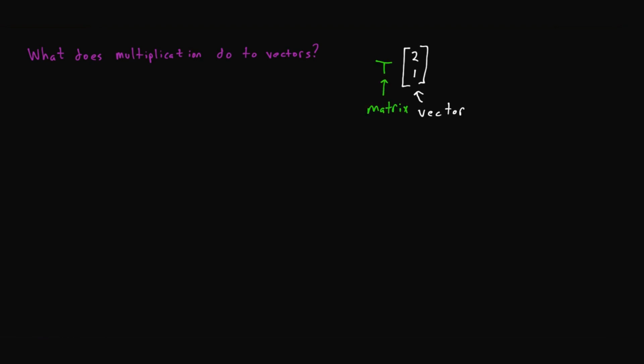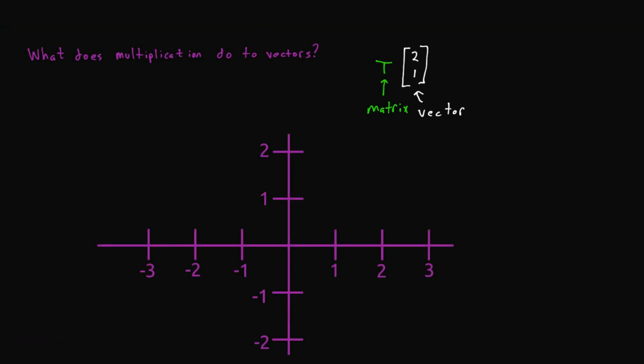Again, let us ask the question, what does multiplication do to vectors? We'll have a vector, which I accidentally wrote as 2, 1 instead of 3, 1, and we'll multiply it by some matrix T. Don't worry about what I mean by matrix right now, I'll show you in a bit. Let us see a few things we can do to a vector. So we make a plane and draw the vector 3, 1.